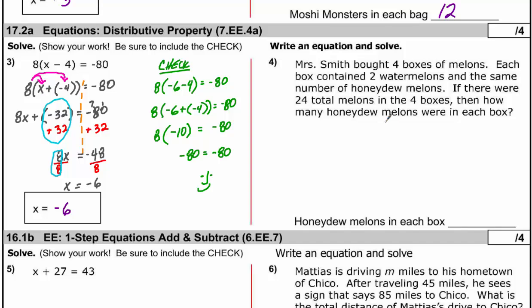All right, Mrs. Smith bought melons. She bought 4 boxes of melons. Each box has 2 watermelons and the same number of honeydew melons, same number as every other box. So if there were 24 melons in the 4 boxes, how many honeydew melons are there in each box? So my variable, my x, I'll put it up here so we have room to work. My x is honeydew in each box.